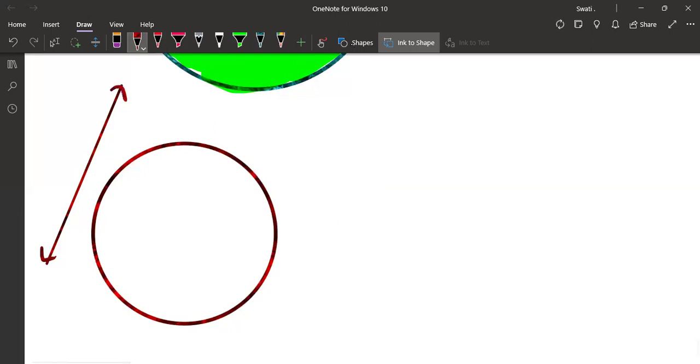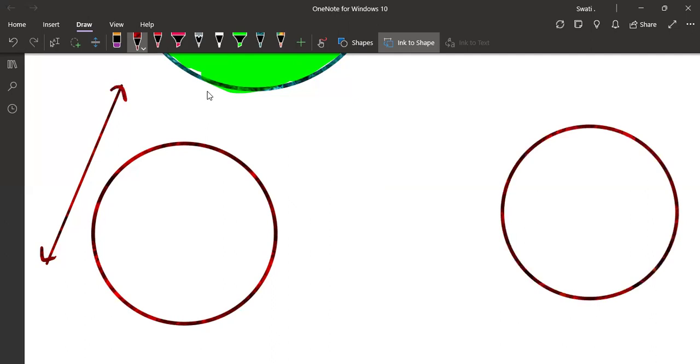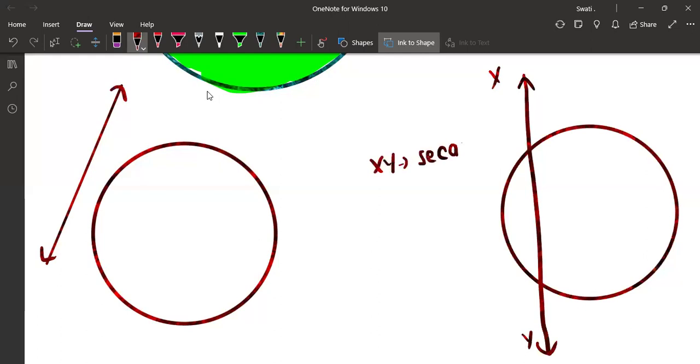Next. Suppose you have a circle again, but this time a line is cutting the circle at two points. It is not just ending at the circumference, but it is going outside the circle also. So this is not a chord, of course, right? So what is this called? Suppose I've given it the name XY. So what will XY be called? XY will be called a secant, right? I hope it is clear.